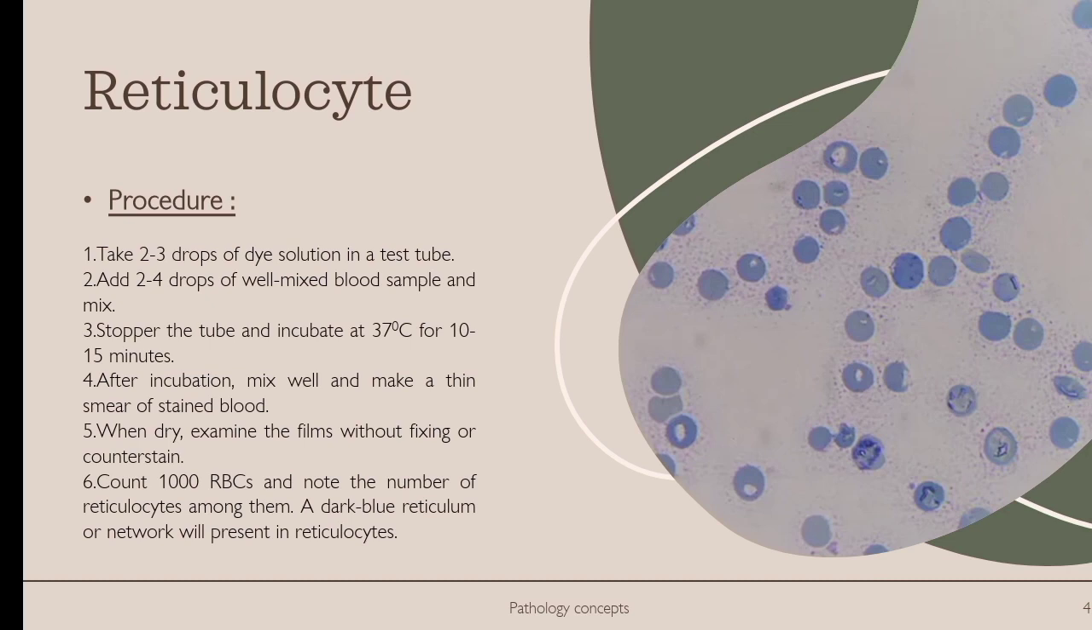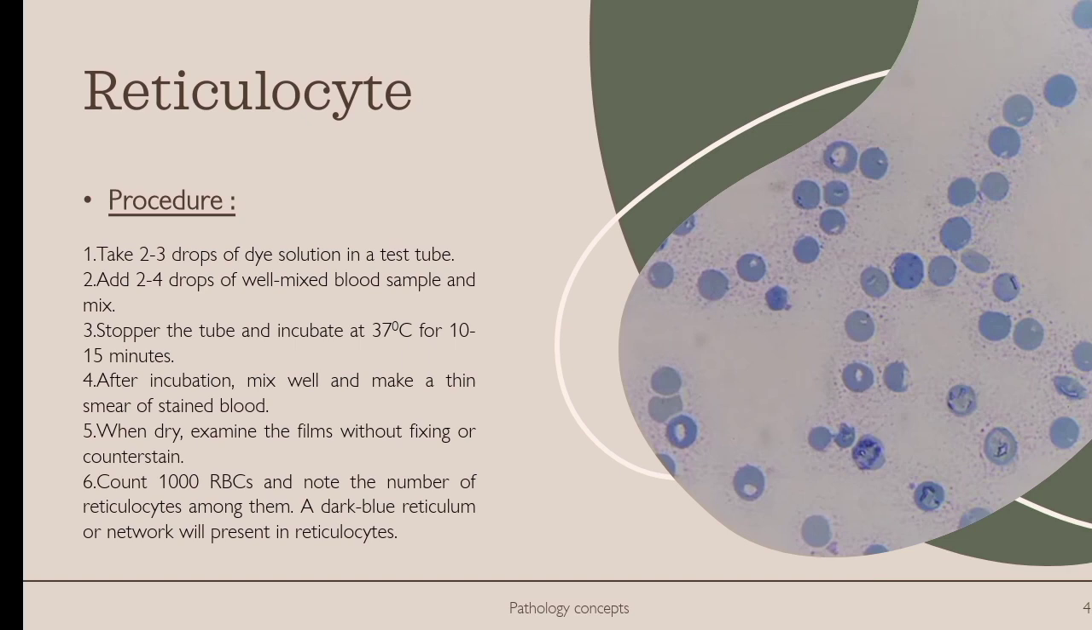Procedure of the stain: take 2 to 3 drops of the dye solution in a test tube. Add 2 to 4 drops of well-mixed blood sample and mix. Stopper the tube and incubate at 37 degrees for 10 to 15 minutes. After incubation, mix well and make a thin smear of the stained blood.